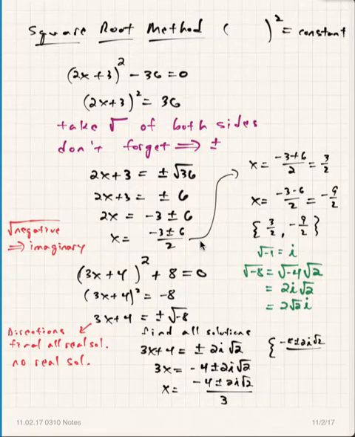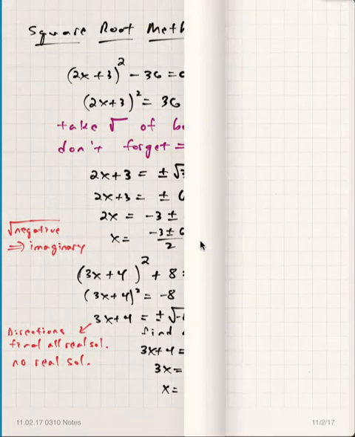Negative 4 plus or minus 2i square root of 2 over 3. Right? And if the directions, again, said find all the real solutions, then the answer would have been no solution at all. All right, so that's a quick rundown of the square root method, which we talked about in the last lecture.